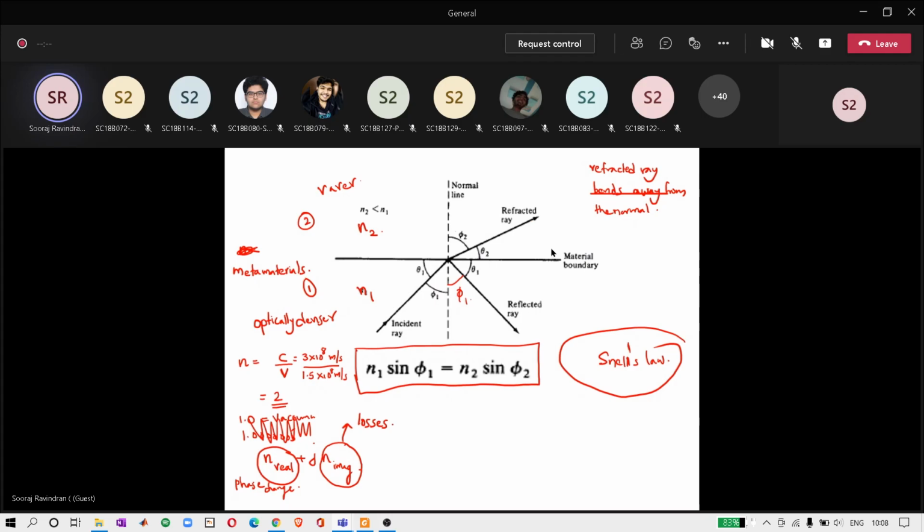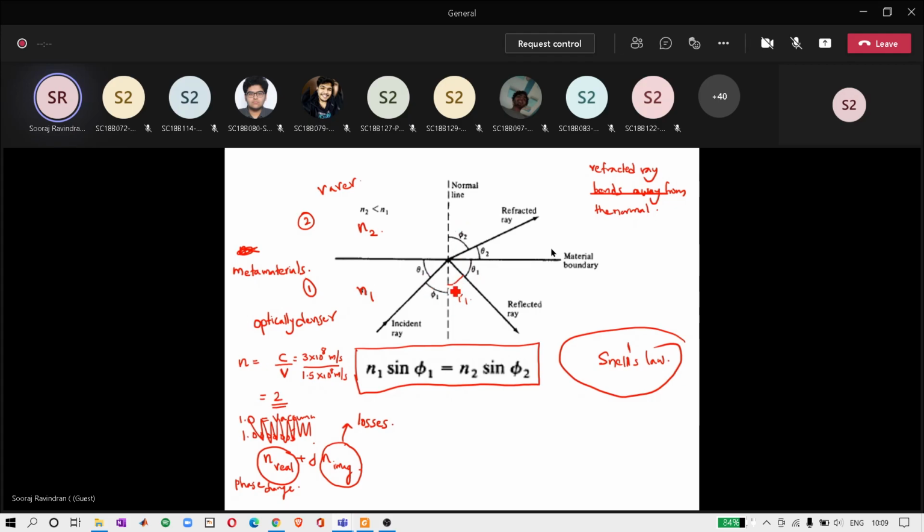Everything gets reversed. Okay, so what Snell says is that the incident ray, if it makes an angle of phi 1 and if the refracted ray makes an angle of phi 2, Snell's law suggests that n1 phi 1 should be always equal to n2 phi 2, where phi 1 is the angle between the incident ray and the normal, and phi 2 is the angle between the refracted ray and the normal. So all angles are usually expressed with respect to the normal line. Normal line is a line that is drawn perpendicular to the interface.